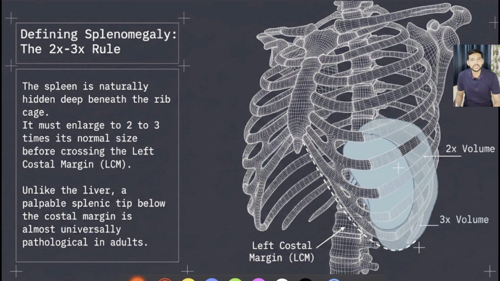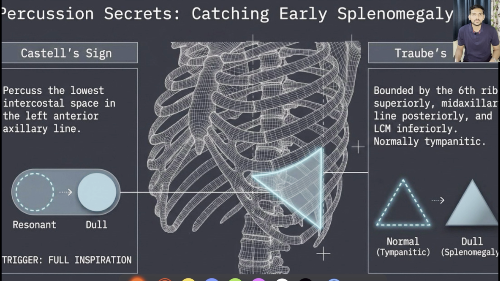But when it comes to spleen, this is quite different. Usually spleen is hidden behind the rib cage, and to cross the left costal margin, it has to be enlarged 2 to 3 times of normal size. So if you are able to feel any part of spleen below left costal margin, it is an indication of splenomegaly. And this splenomegaly is more evident during percussion.